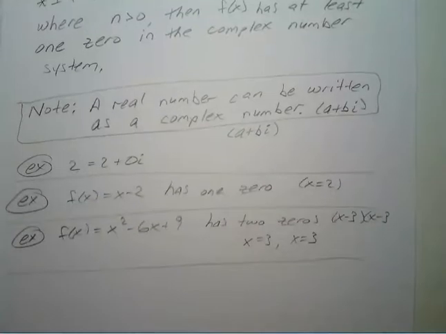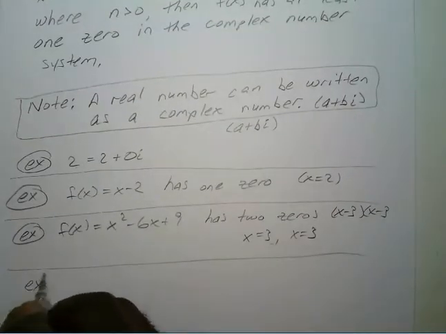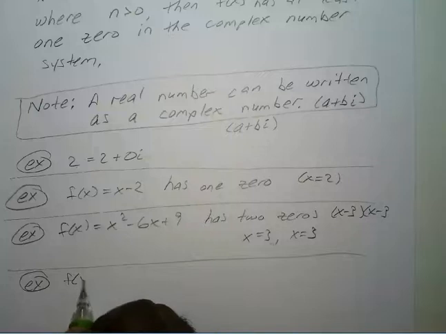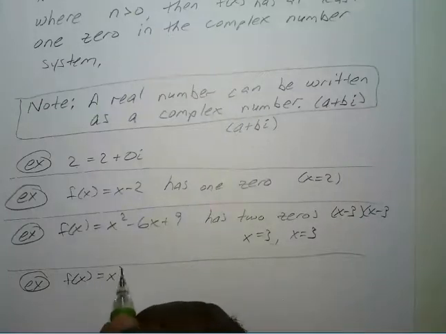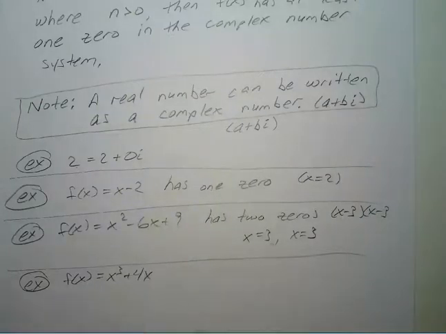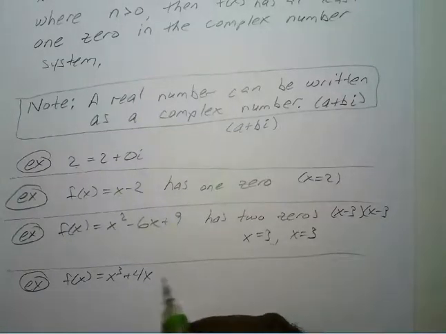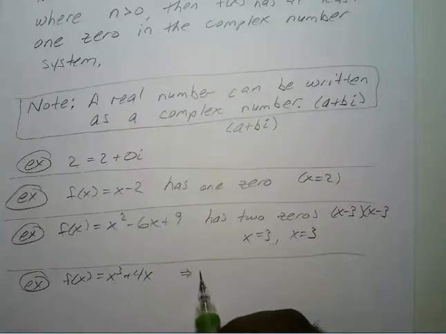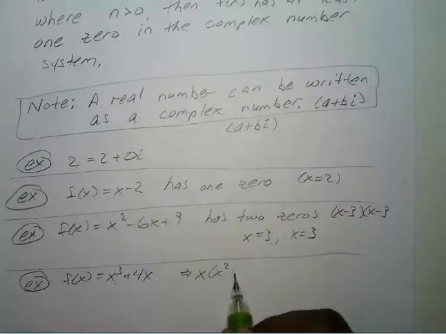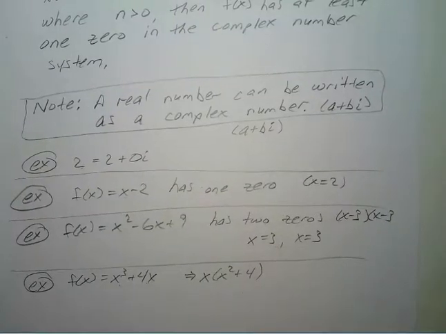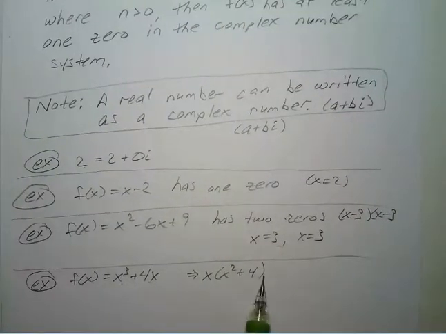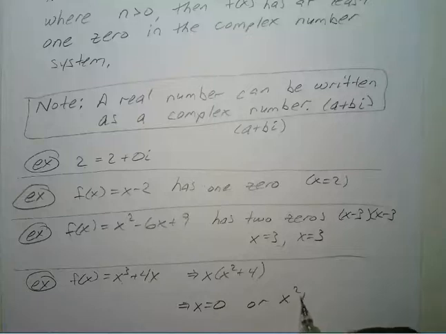So what if you had f of x equals x to the third plus 4x? This is a third degree polynomial. But if we factor an x out of both, that equals x times x squared plus 4. So to make this equal 0, we can either make x equal 0 or x squared plus 4 equal 0.